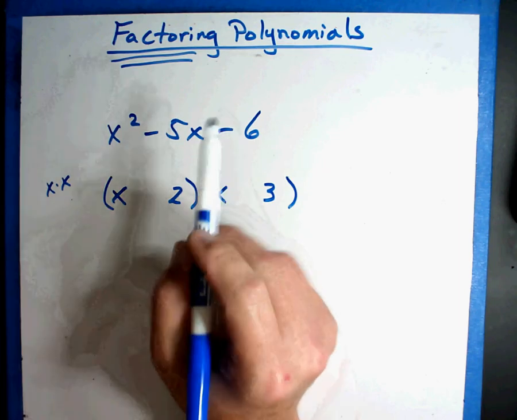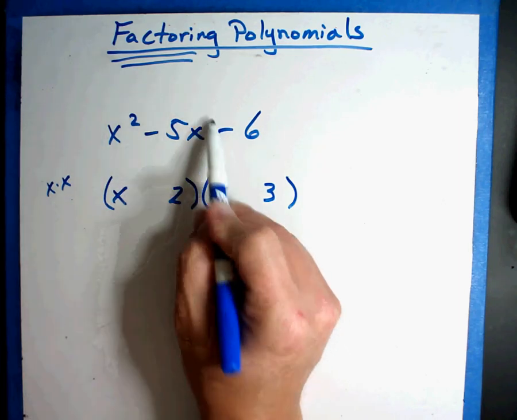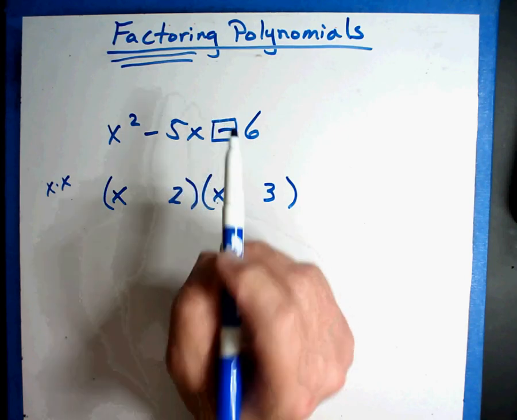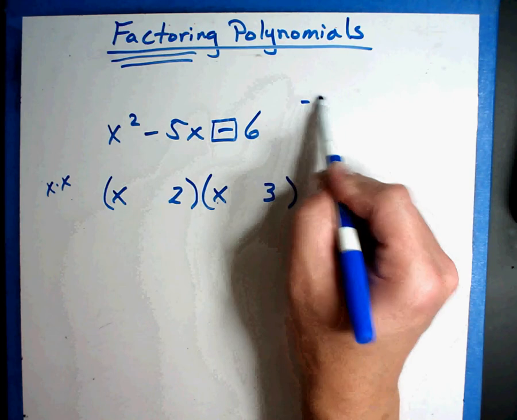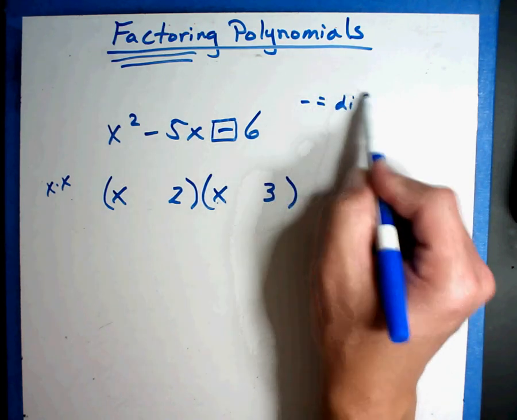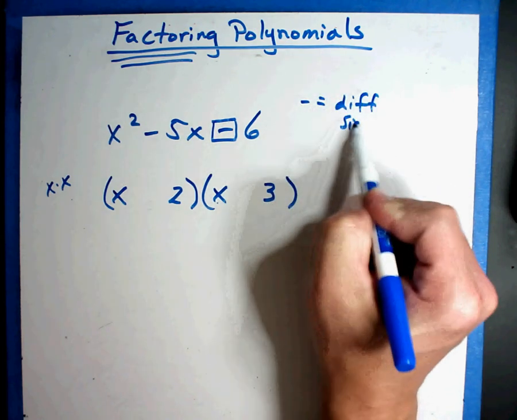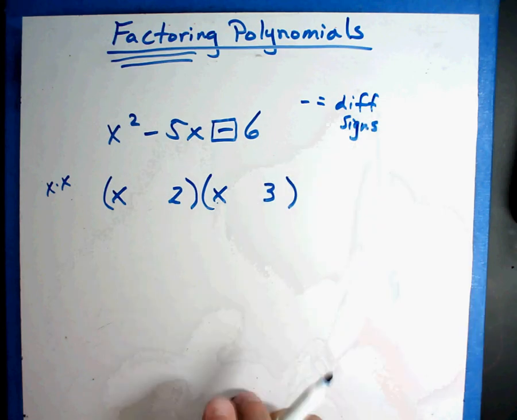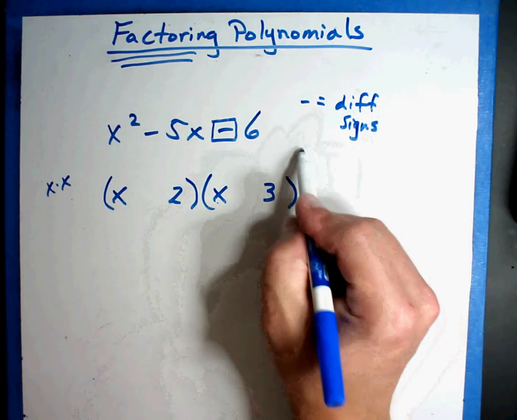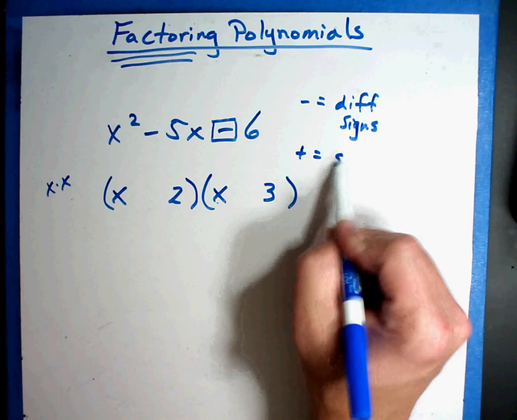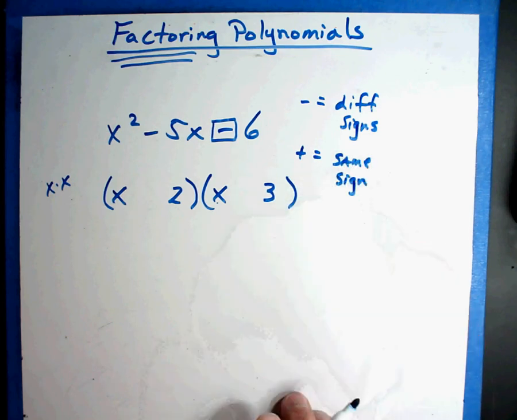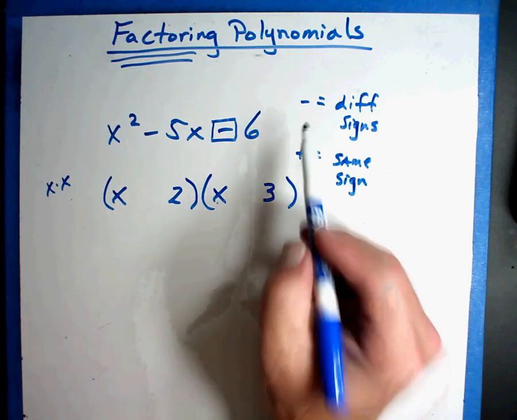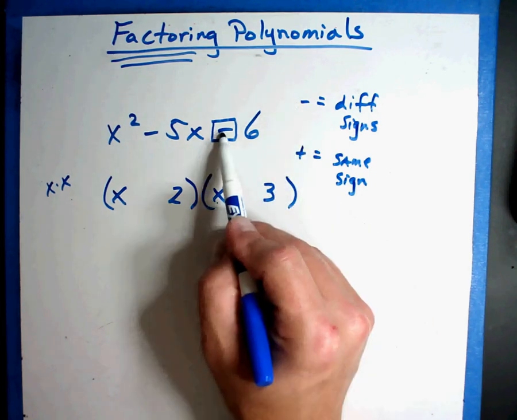Now, the trick with this is this charge. You may have to listen to this part twice to get it. If it is a negative, you're going to have different signs that you're going to use. If it's a positive, you're going to use the same sign. Now, what do I mean? If this is a negative, I'm going to use different signs.